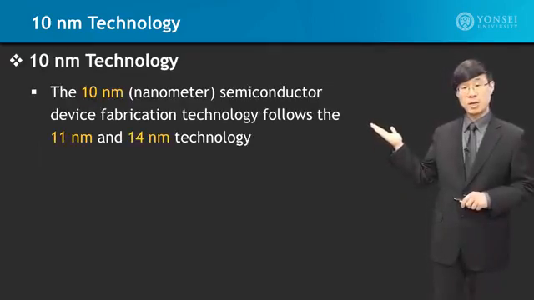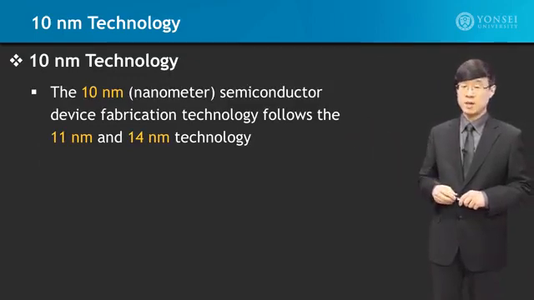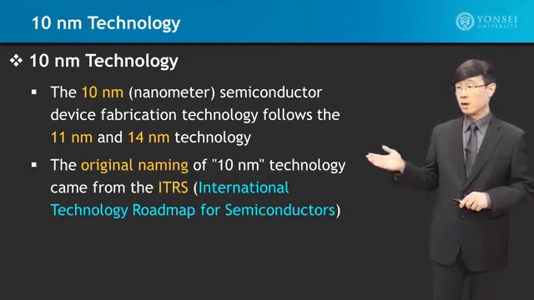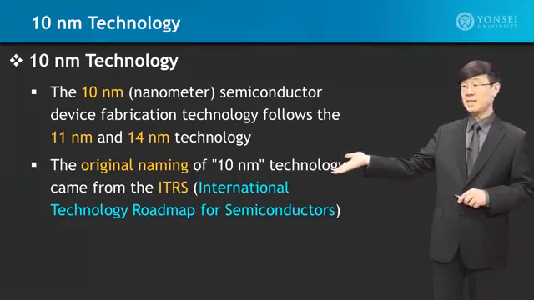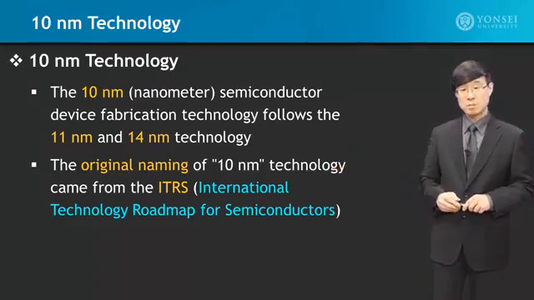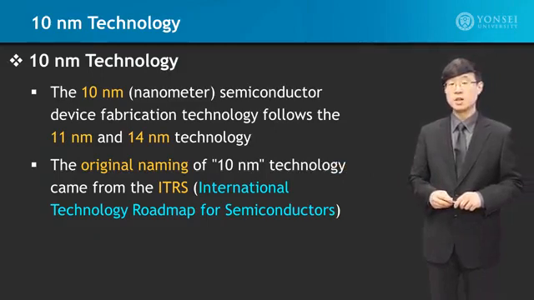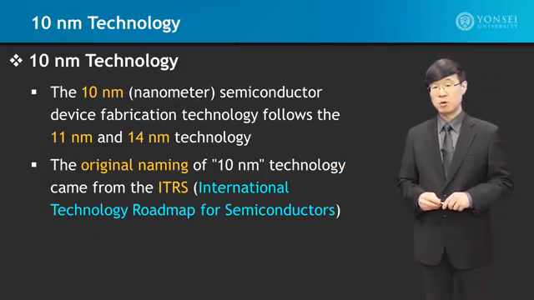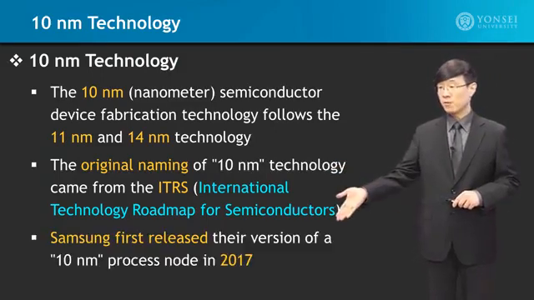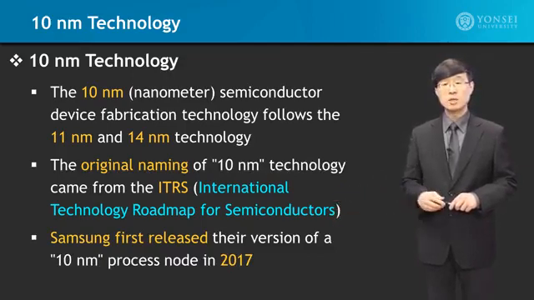Before the 10 nanometer technology, 11 nanometers and 14 nanometers were the state-of-the-art trend. The original naming of 10 nanometers, who defines this? It's the ITRS, the International Technology Roadmap for Semiconductors. This is the organization that does these types of categorization. Samsung first released their version of a 10 nanometer processor node in 2017.